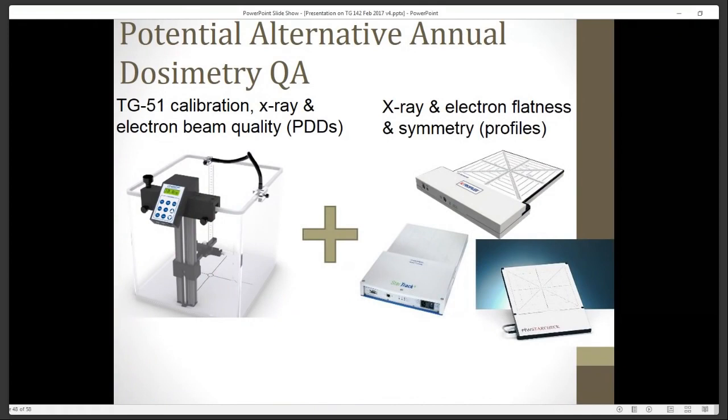So I just wanted to throw this out there as maybe a possibility for an alternative annual dosimetry QA. If you didn't want to use a very large tank and do all of those at the same time, and you have the correct baselines, it may be possible to do your TG51 calibration in a small water tank, one that just measures in one axis, and measure your PDDs there as well and compare to baseline. Then compare your profiles using one of the many arrays, either ion chamber or diode arrays, that are out there.